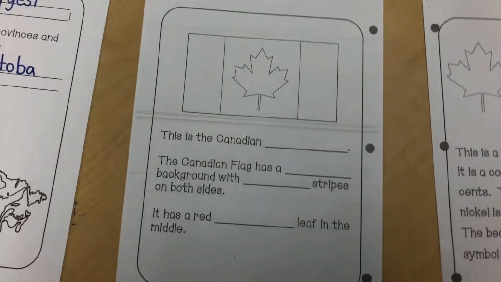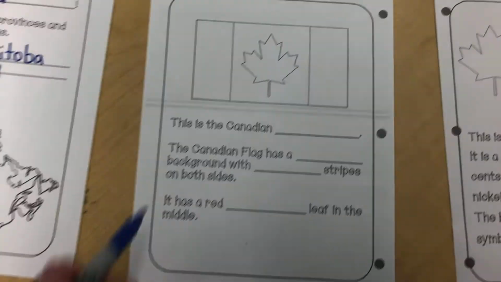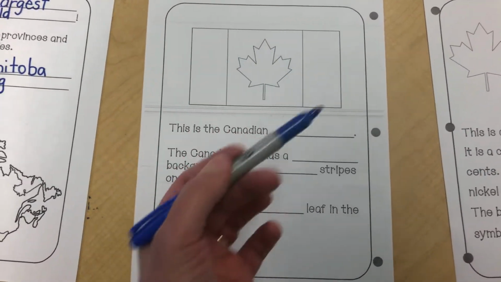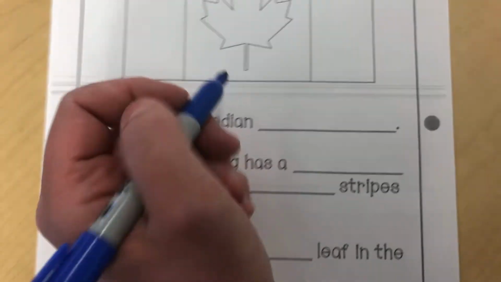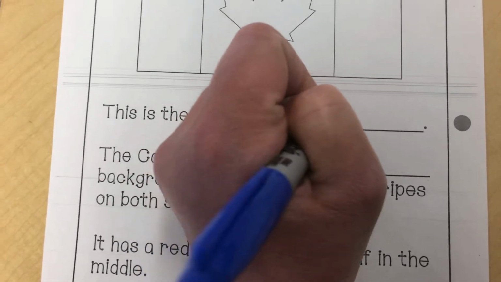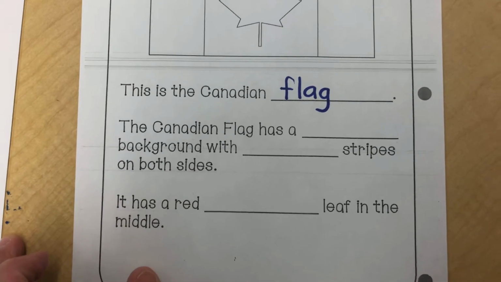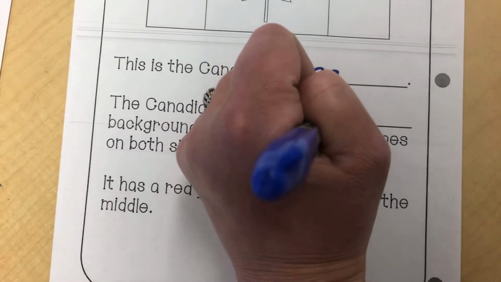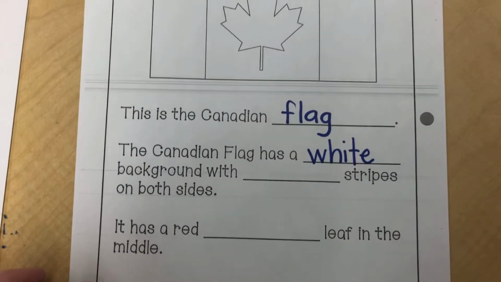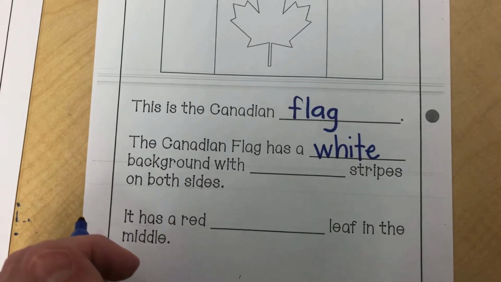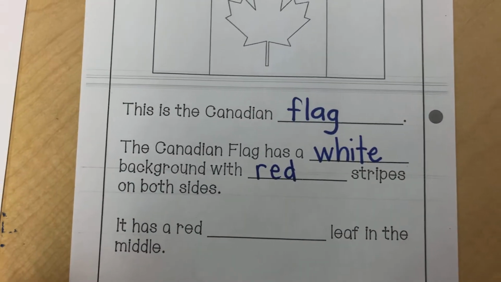Now we're going to move on to the second page here. So the second page, sorry, it's going to be this one with the maple leaf flag here. And we're going to write the following answers in here. This is the Canadian flag, F-L-A-G, flag. The Canadian flag has a white, W-H-I-T-E, background with what color stripes? Very good, red stripes on both sides.